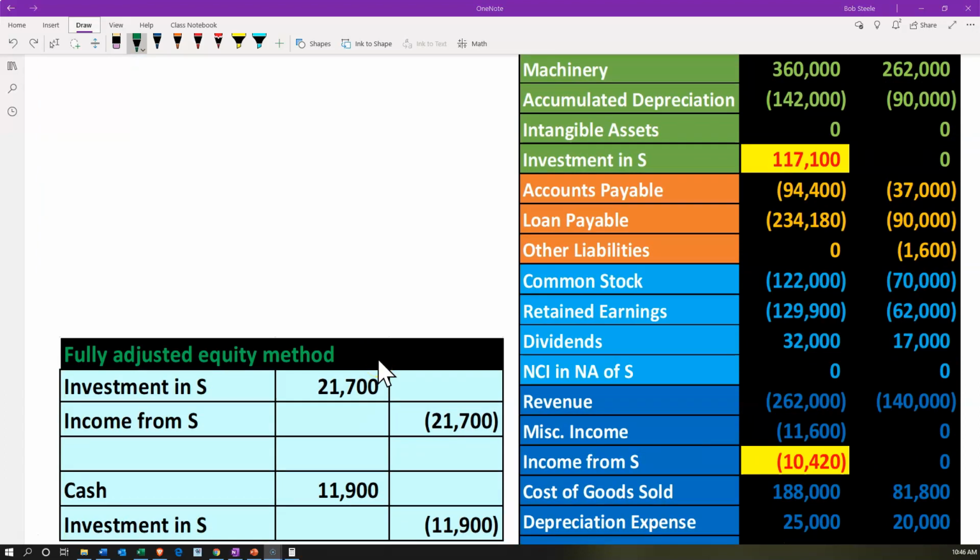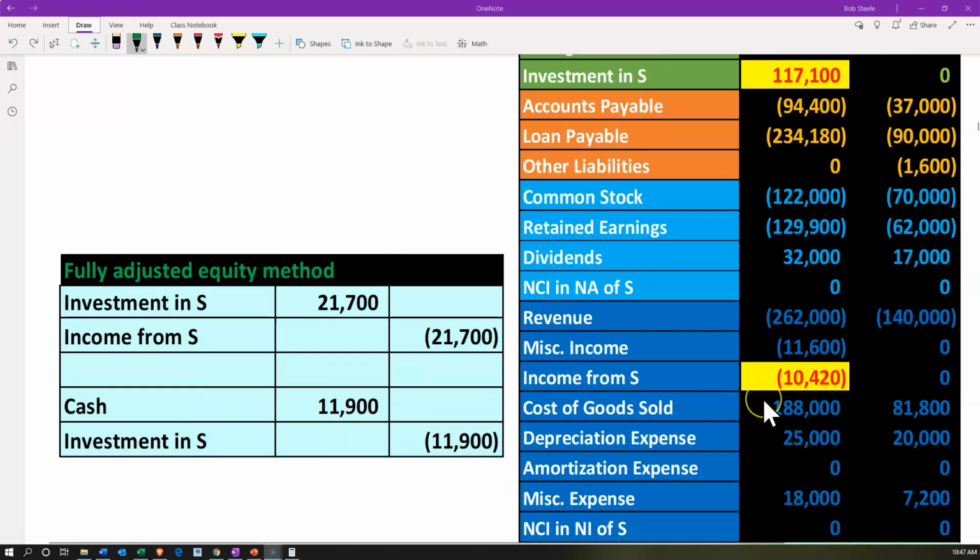So before we do the consolidation here, we want to think about how did we get to this number, the investment in S, and this number, the income from S? Can we reconstruct that using the fully adjusted equity method, meaning we're going to use the equity method and then adjust for those intercompany transfers, or sales, or inventory transfers.